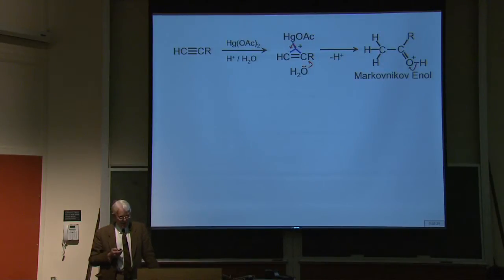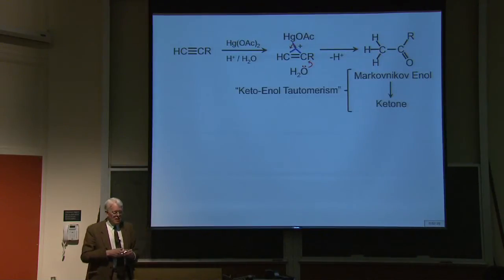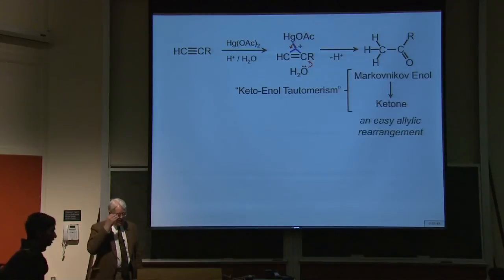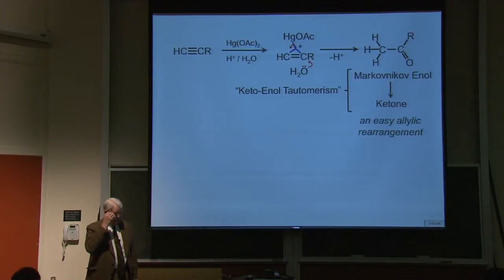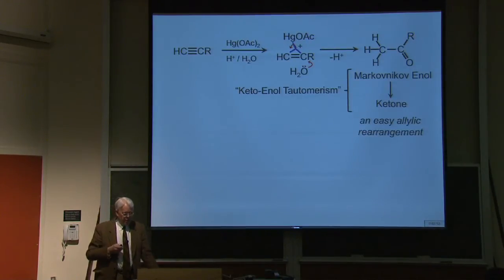Lose a proton, okay? So it gives a ketone. This got traditionally the name keto-enol tautomerism. Tauto means equivalent to, right? So the idea was that the ketone and enol interconverted so easily that it was impossible to isolate one or the other. So that's a really easy allylic rearrangement from one allylic position to the other.